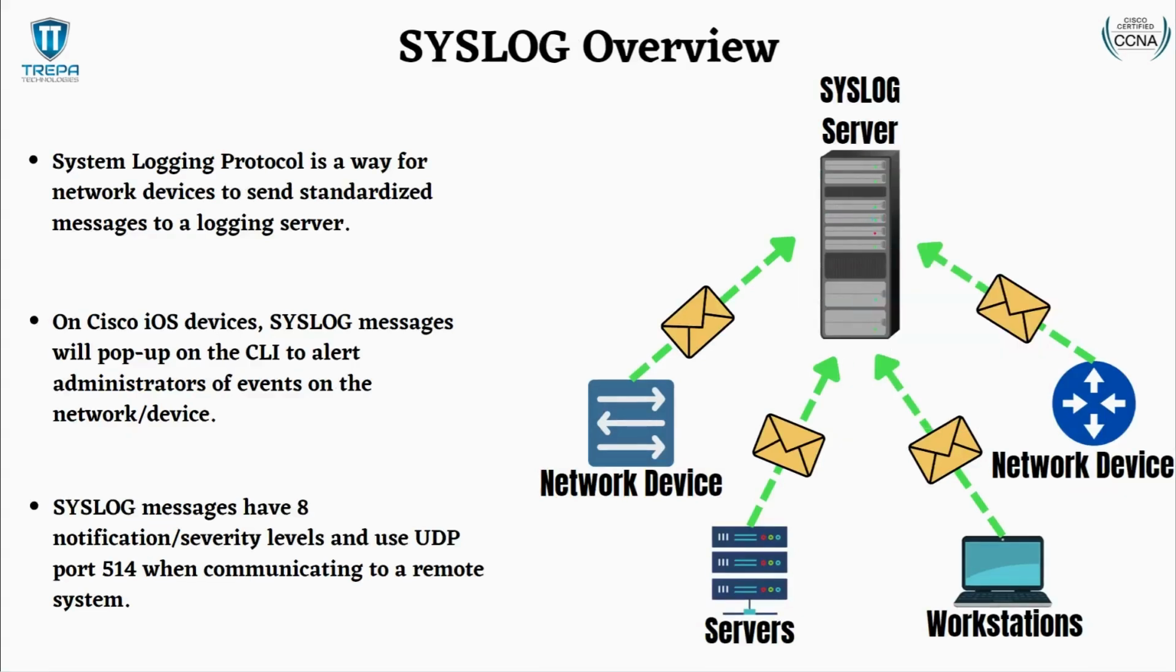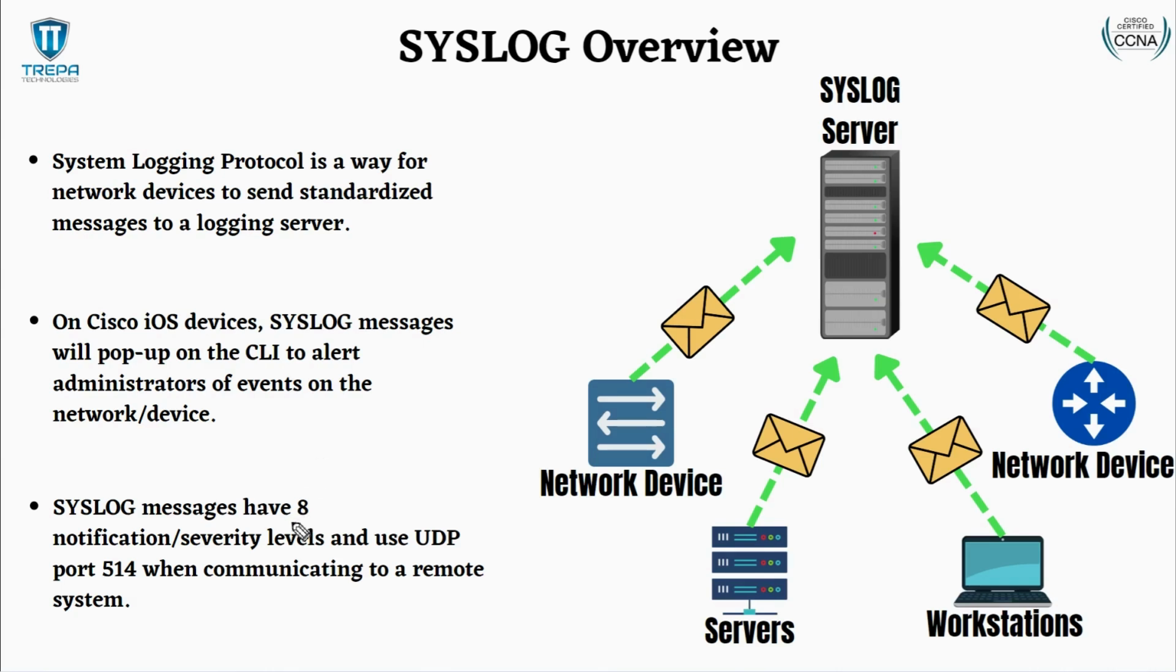So, syslog overview. It stands for the System Logging Protocol, and it's a way for network devices and also servers to send standardized messages to a logging server, or on iOS, the logging buffer or console that is local to the iOS. So again, on Cisco devices, we have syslog messages that will pop up on our CLI when we're logged in that give us alerts of something that's happening on that actual device, local to that device. And then these syslog messages all have different categories, or what we call severity levels.